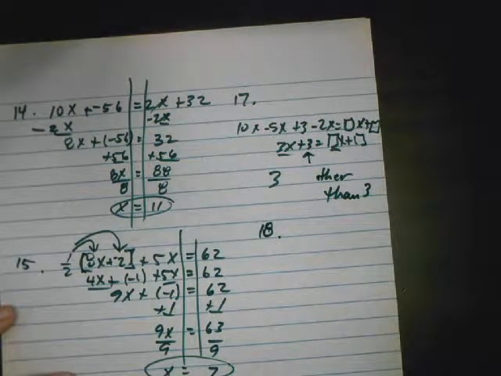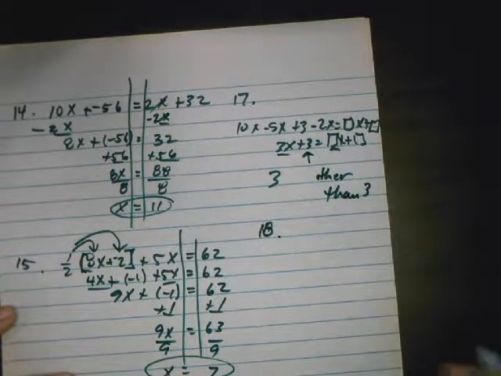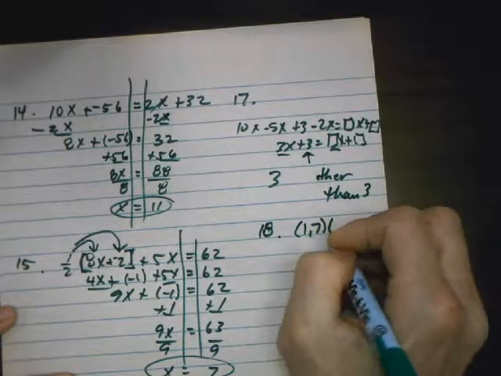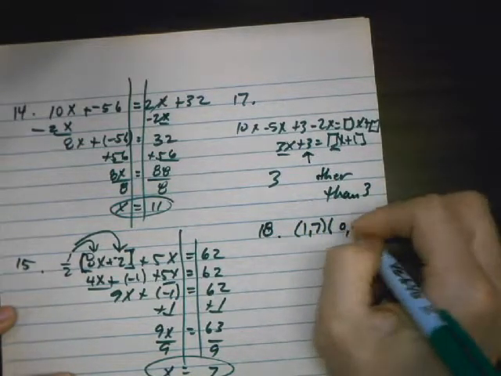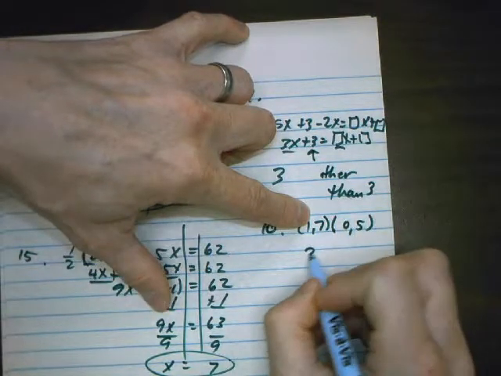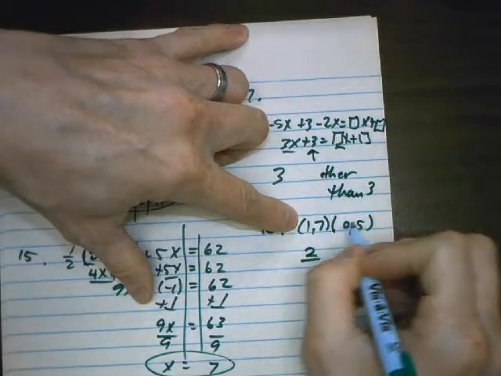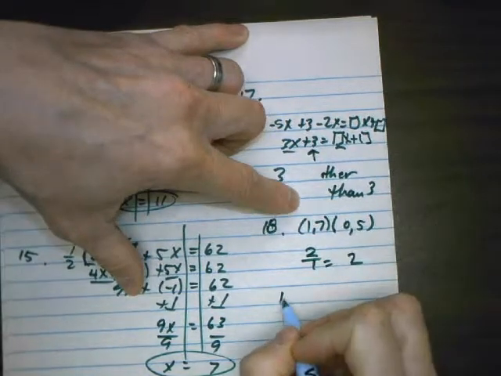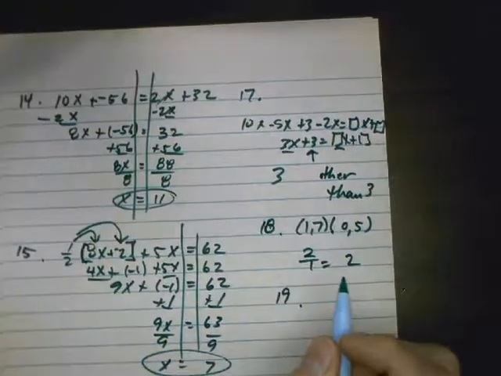Okay, so they give us a table. We're going to find the rate of change. It means, in other words, slope. So I'll just take the first 2 points they give us. They give us 1, 7 and 0, 5. So I just subtract my y's on top. 7 take away 5 is 2. On the bottom, subtract my x's. 1 take away 0 is 1. My slope is 2.